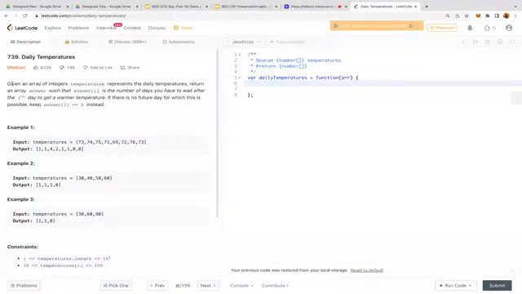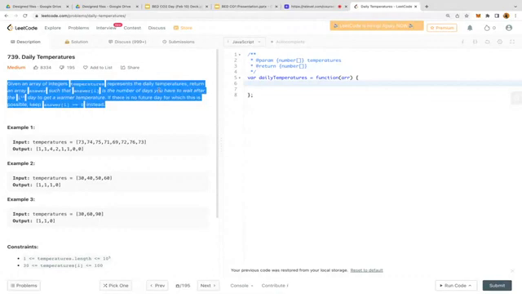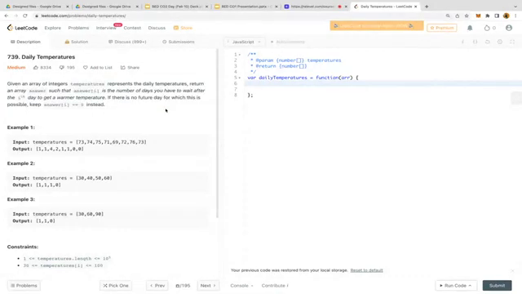So what they are saying: given an array of integer temperatures, this is the array of temperatures which represent the daily temperatures. These are like day one temperature, day two temperature, day three temperature. Return the array answer such that the number of days you have to wait after the ith day to get a warmer temperature.